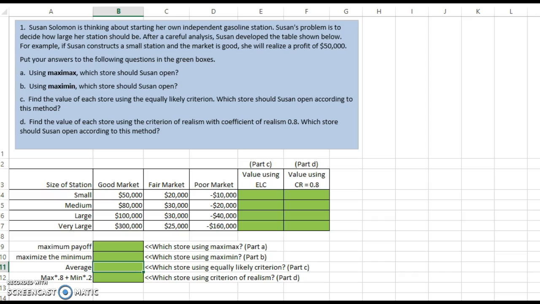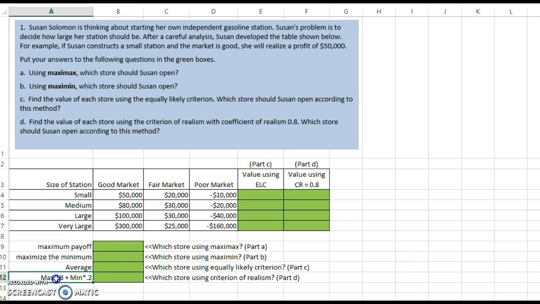And so the final part to this problem is the criterion of realism, and you will have read about that in chapter 3. If you haven't, you will this week. So I'll just go over the formula here. With the formula, what we've done is taken a weighted average, and so we've got a formula that you're going to use to get a more realistic averaging system.